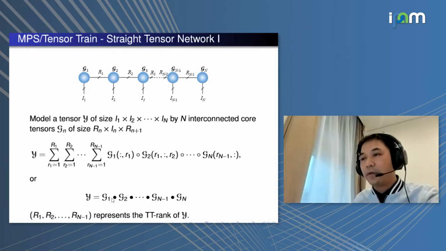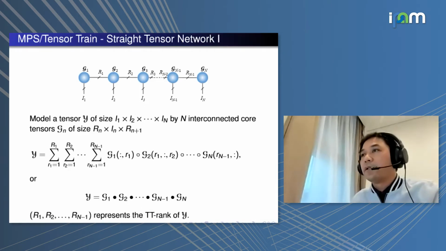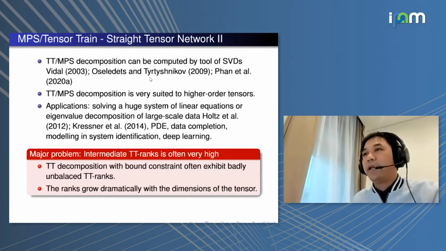And this notation shows the train contraction between core tensors, G2 and G3, something like that. And we have R1 to R_{N-1}, which represent the ranks of the model. So we have many applications. The tensor train has many applications, for example, very recently it can be applied to deep learning, to compress some models in convolutional neural networks, but it has some problems.